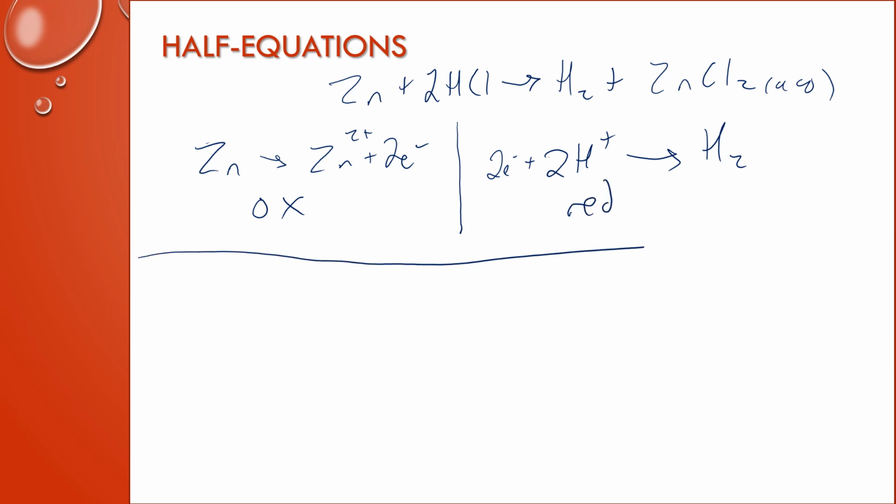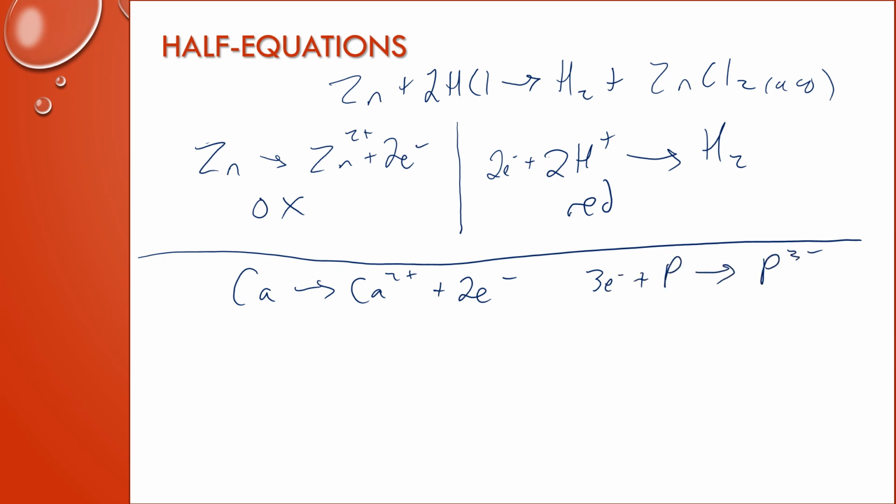Sometimes they will give you the half reactions. So let's say I have something like calcium forming calcium ions and 2 electrons. And then let's say I have phosphorus gaining 3 electrons, like this. I can use those half reactions. This one is oxidation, this one is reduction. But I can use them to write the overall reaction. You just have to make sure the electrons match. I can tell this one is oxidation really easily because the electrons are being released on the product side, and this one is reduction because the electrons are being gained into the reaction.